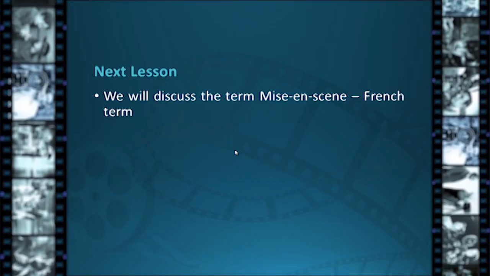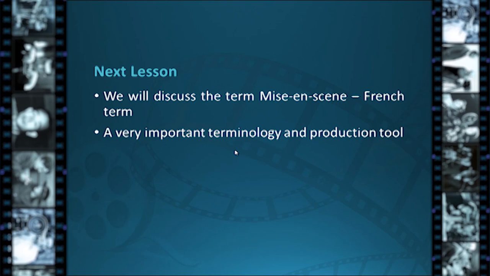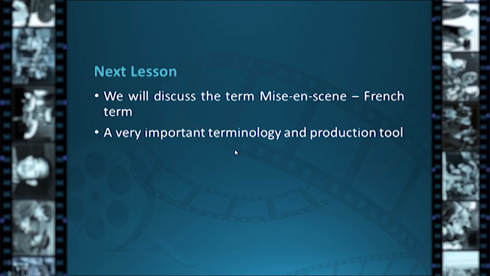In the next lesson, we are going to talk a little more about the visual language of cinema. So, we'll be discussing mise en scène, which is a French term. I'm sure you will be intrigued and want to come back for the next lecture. It's a very important terminology as well as a production tool. We'll also talk about the different cinematography tools that are available to the director and how they are used to convey meaning in any filmic text.